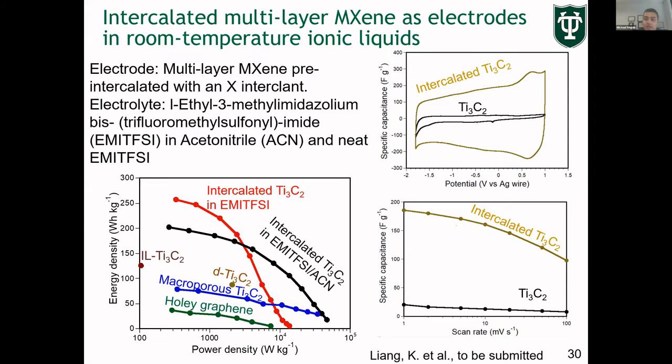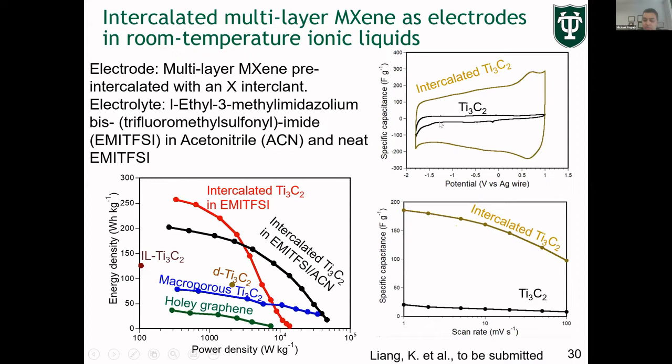Here is an example that, again, I will not be able to talk much about because it's not public yet. Intercalated MXene with an intercalant X. And when we test it in EMI TFSI, we find a significant increase in the capacitance compared to non-intercalated MXene. And here, this is a multi-layer MXene. By the way, when you try to test multi-layer MXene in ionic liquid, as you see here, you get very small capacitance, around 30 or something farad per gram, which doesn't make it useful.